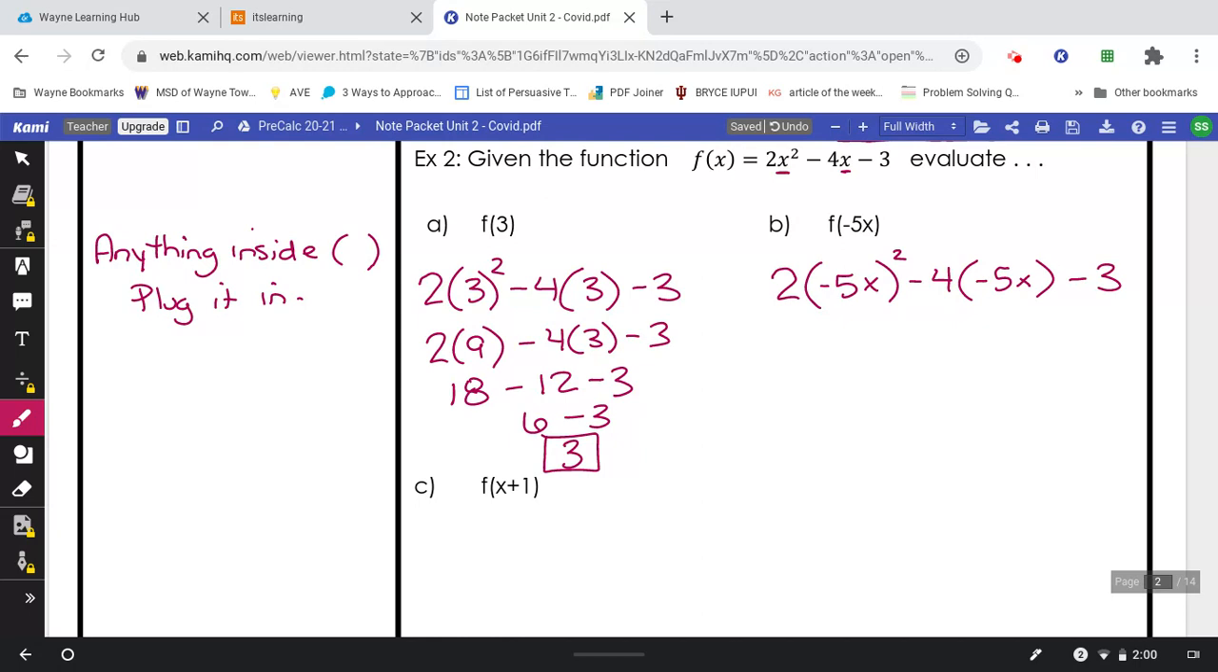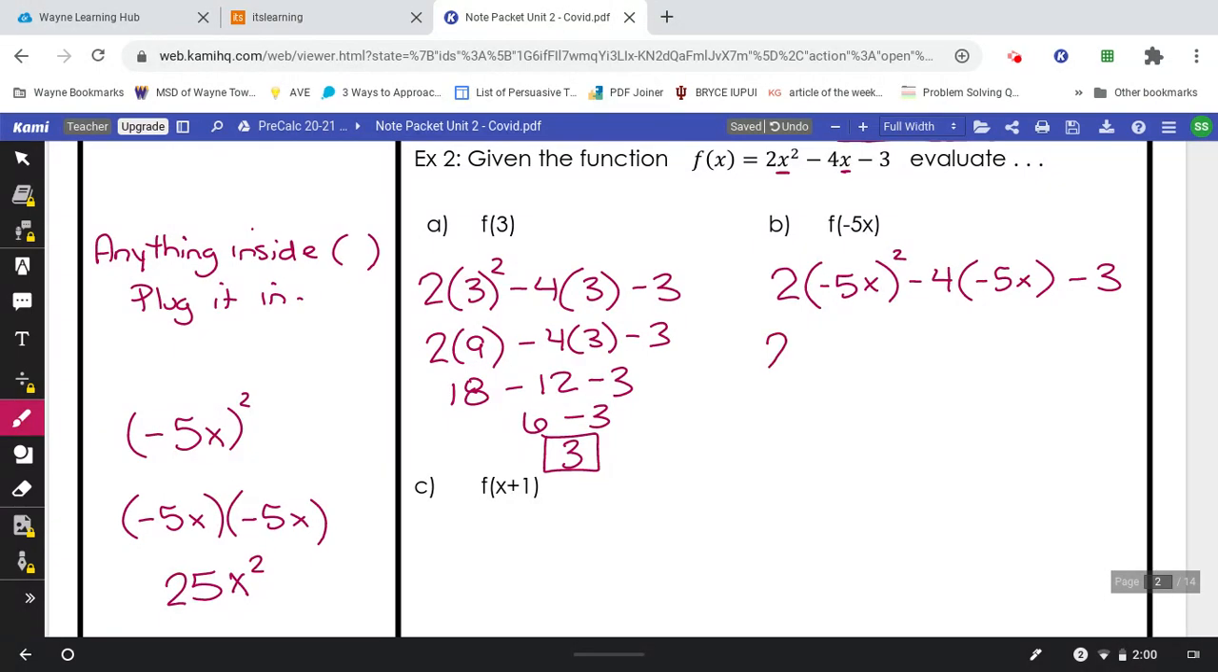So negative 5x squared. I'm going to kind of pull it off to the side here. Negative 5x squared. Remember, when we square something, it means to multiply it by itself. So really what I'm doing is negative 5x times negative 5x. That should get me a positive 25 from the negative 5 times negative 5. And then x times x gets me x squared.